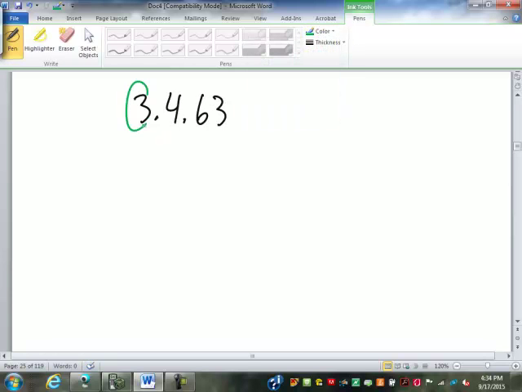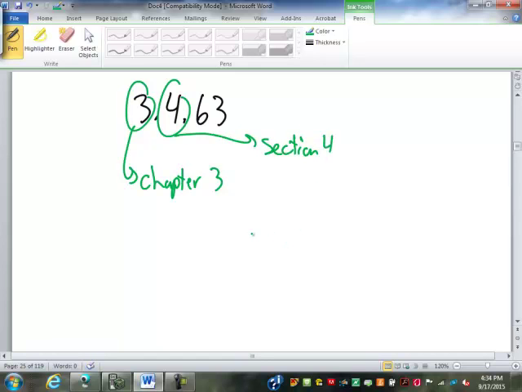the 3 is telling me that that is chapter 3. The 4 is telling me that is section 4. So in other words, this is in section 3.4, the fourth section of chapter 3. The 63 then is telling me that is question number 63 at the end of that section. So if you go to chapter 3, section 4, to the end of that section, question 63 should be nearly identical to that question in my math lab that we were looking at.